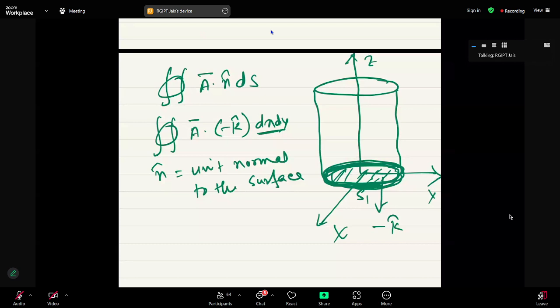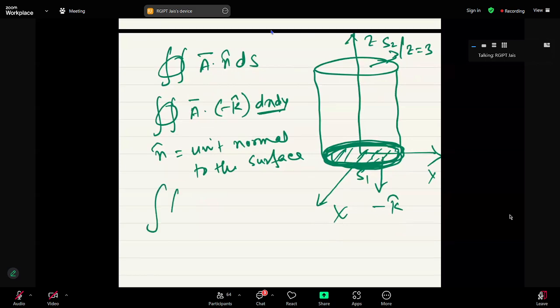For this upper surface, this S2, which is given by z equal to 3, what will be the value of n cap? For this surface, n cap is along the positive k direction. So this will be plus k cap. And what will be the surface element? It will also be the same, dx into dy.